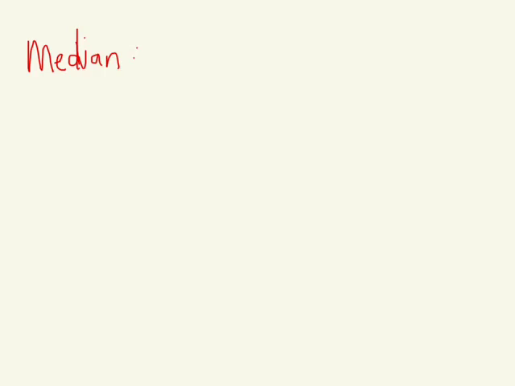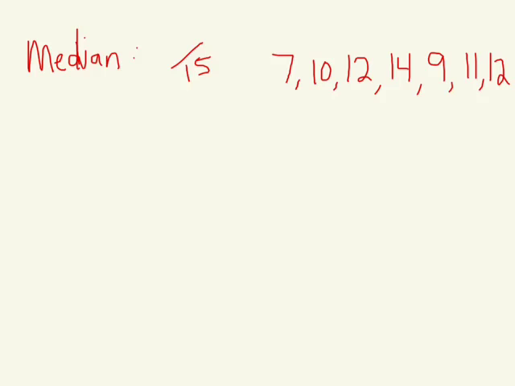So, for example, let's use another class set of scores case. This time the test is going to be out of 15 marks, okay? Out of 15, and our class is going to score these marks. So someone's going to get a 7, we're going to have a 10, a 12, a 14, a 9, an 11, and a 12. Okay, so we've got, again, 1, 2, 3, 4, 5, 6, 7 students in our class.